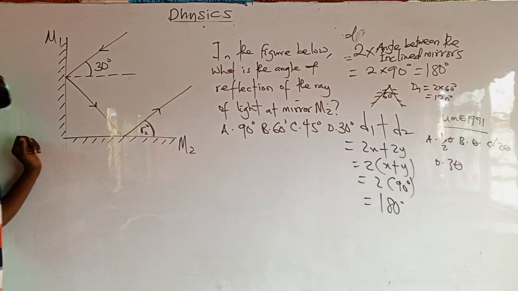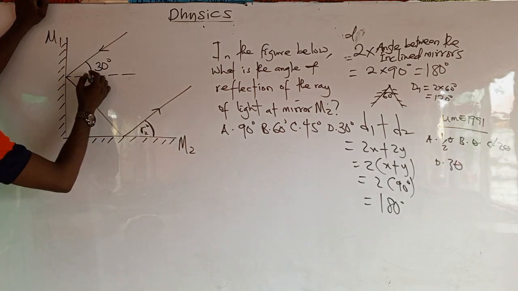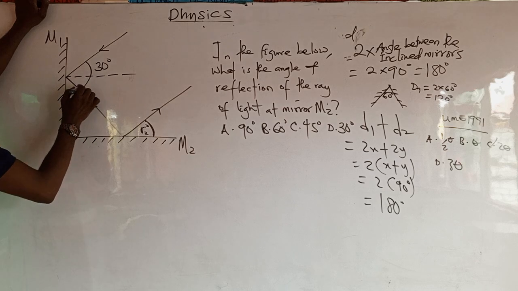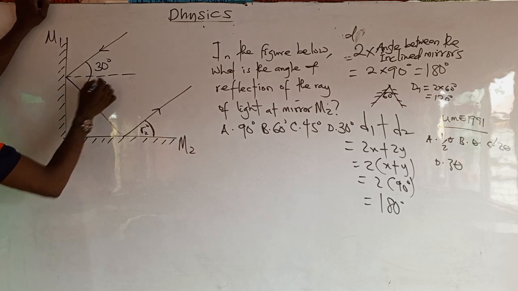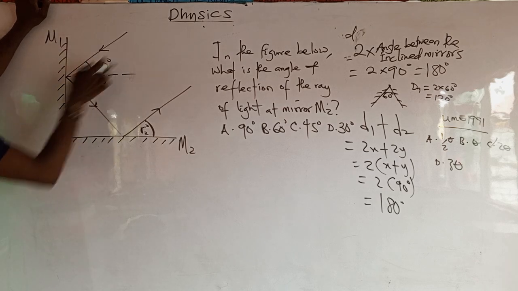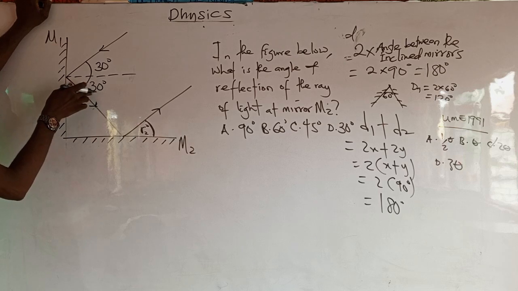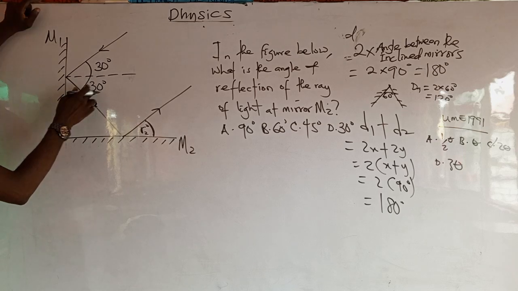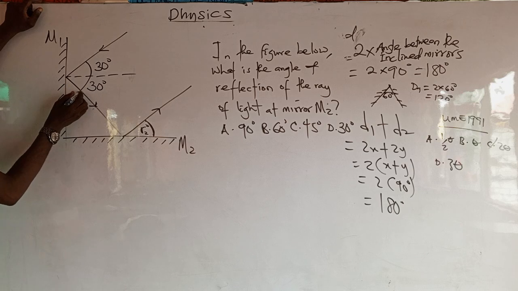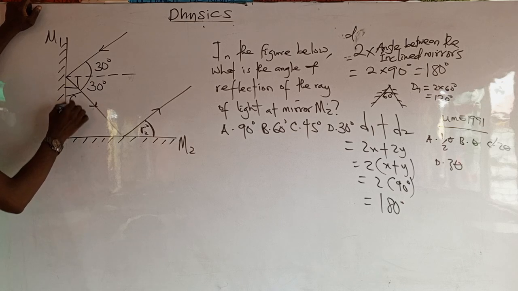So this one is 30. Is that not? Why? Because the angle of incidence is equal to the angle of reflection, the second law of reflection, isn't it? So this one is 60. Everything here is 90. Out of 90, 30 is gone. What is the remaining? 60.